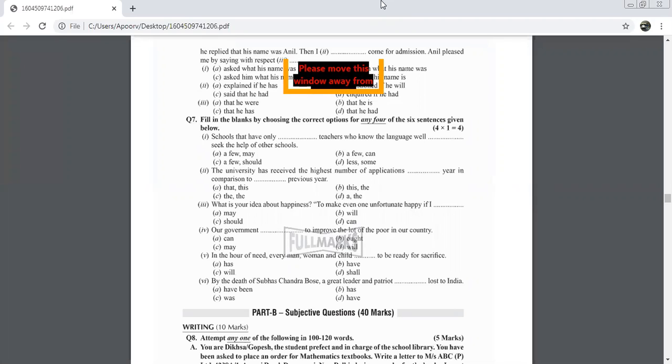Okay, what is your answer? Option B. This and that. Yes, B is perfectly correct. This year in comparison to the previous year.